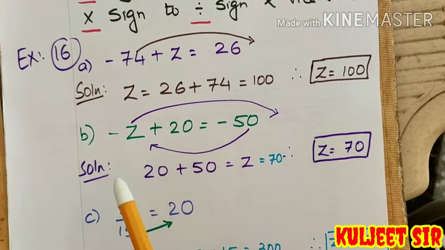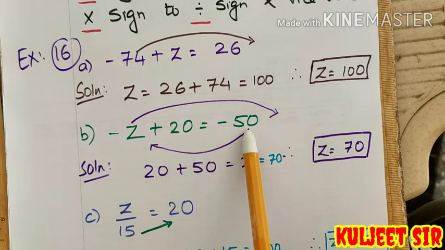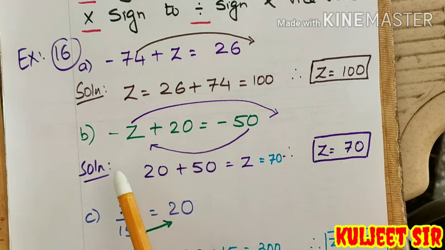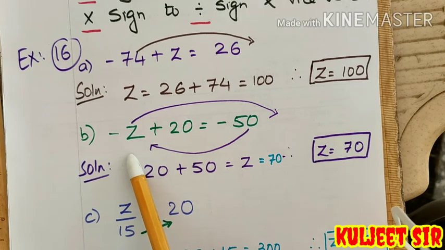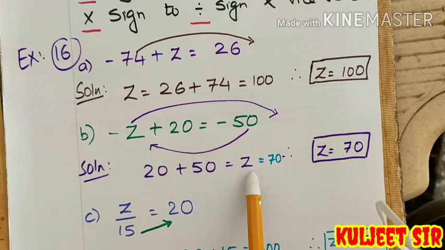B. Minus z plus 20 is equal to minus 50. Now you can see there is a minus z here. I told you we would not prefer to have the variables as negative. So I will shift the z over here. So z will become what? Positive. You can see I have written and I am showing it to you here. The z has become positive.